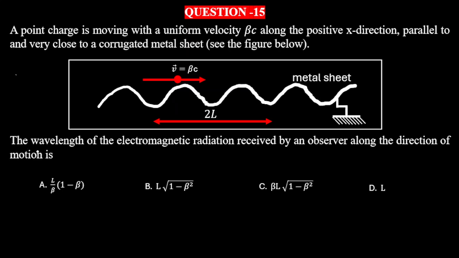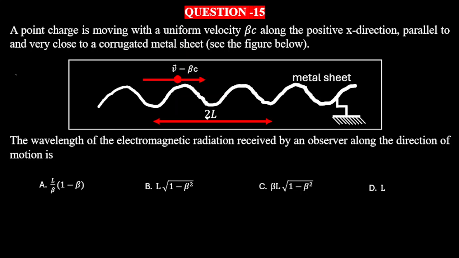So now what we have to calculate here is the wavelength of the electromagnetic radiations received by an observer along the direction of motion. There will be electromagnetic radiation. At this moment we don't know why there will be electromagnetic radiation, that we have to see. So if there is a radiation, then what will be the wavelength of this radiation that will be observed by an observer along the direction of motion.